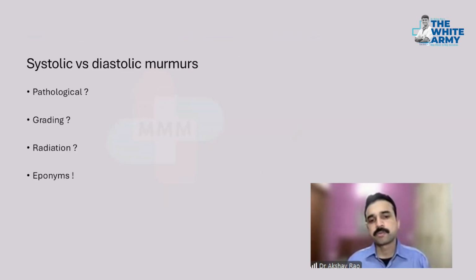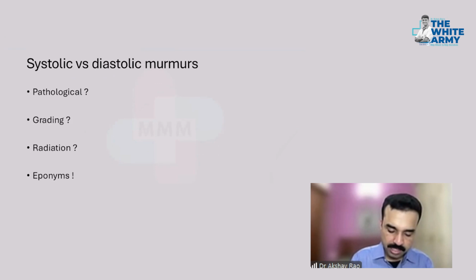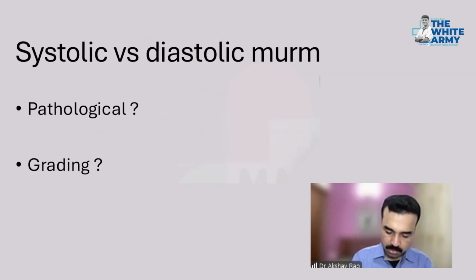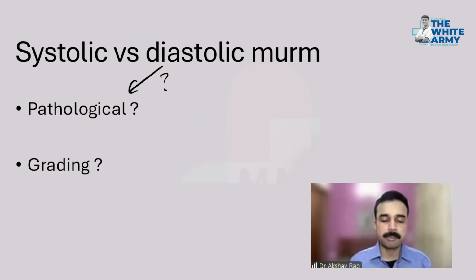So between systolic and diastolic murmurs, what are the differences? As I said, traditionally the view was diastolic murmurs are always pathological. But sometimes it's not an intracardiac pathology that is producing a diastolic murmur. And that's why we are no longer restricting the grading or intensity definition for a murmur to only systolic murmurs. Even diastolic is being graded.